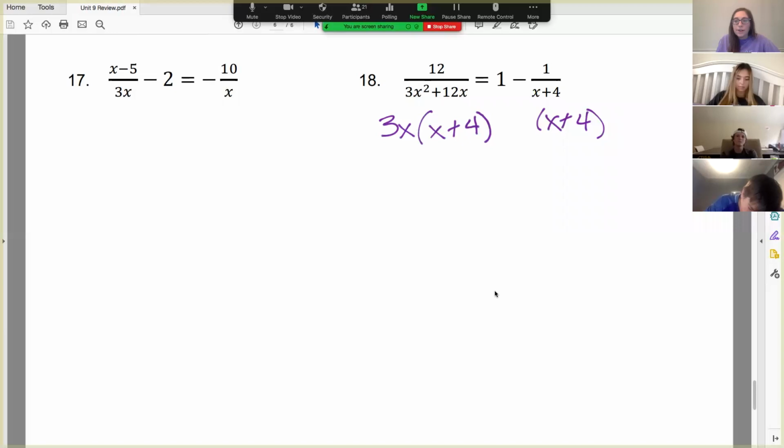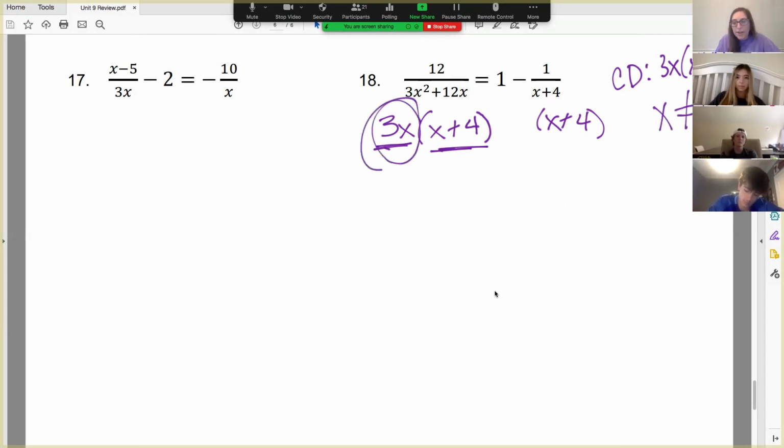And the common denominator would be 3x, x plus 4. The second thing I need to do is find my domain restrictions. So neither of those, the 3x or the x plus 4, could equal 0. So x cannot equal 0 when I set 3x equal to 0, and x cannot equal negative 4 when I set x plus 4 equal to 0.